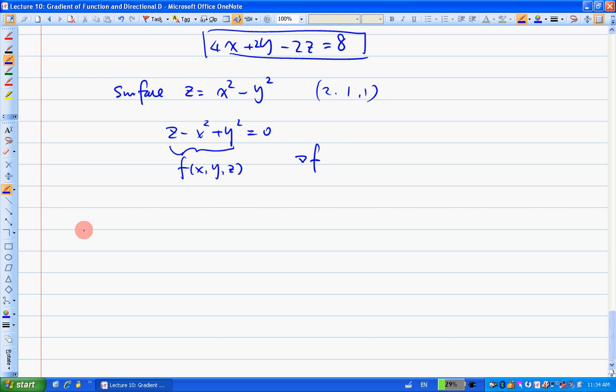I'll use a general example. Suppose that I have a surface here. The general question in that lecture is: what is the linearization of this surface at a certain point?